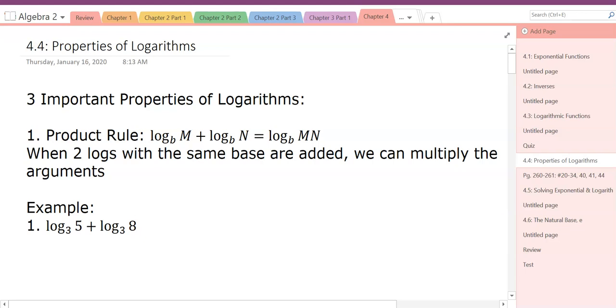For this section, I'm going to go over some of the properties of logarithms, and we're going to focus on three main ones for this section. And the first one is known as the product rule.